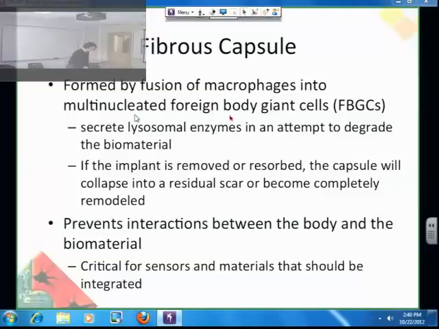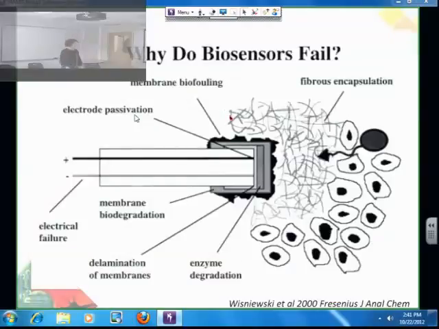As an example, biosensors need to take information from tissue or blood and then transmit that information to a computer and give you some sort of readout. So this is an example of like a glucose sensor. In diabetic patients, they need to have a good understanding of what their glucose levels are. And so if the sensor becomes completely encapsulated by a fibrous capsule and enzymes that try to degrade it, it will obviously stop being functional.